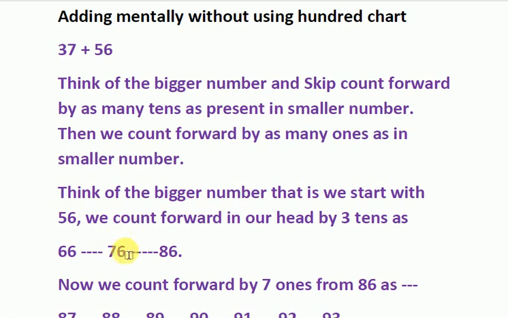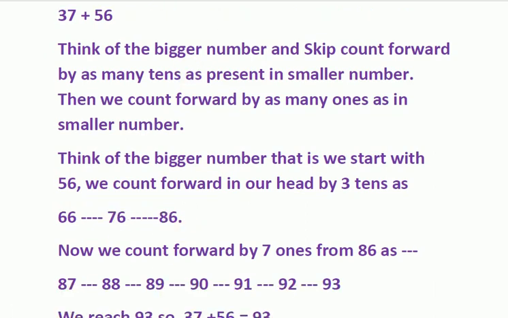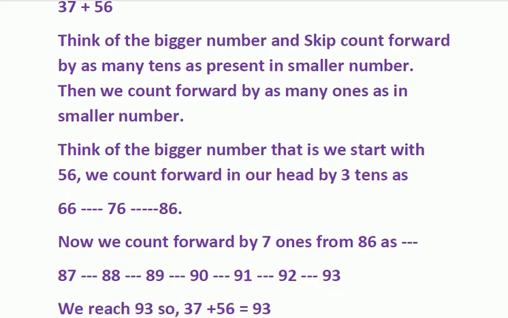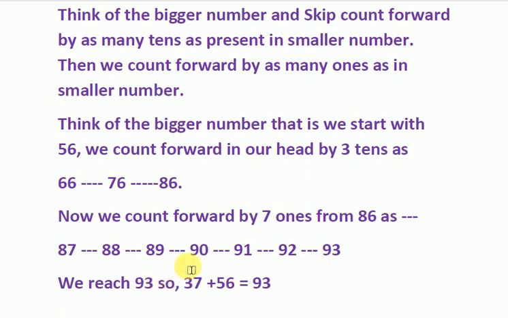66, 76, 86. We reached 86. Now our last step is to count forward the number of ones present in the small number. So 37 has how many ones? 7 ones. So from 86 we have to count forward 7 ones as 87, 88, 89, 90, 91, 92, 93. So we reach 93. See? So the answer for 37 plus 56 is 93.